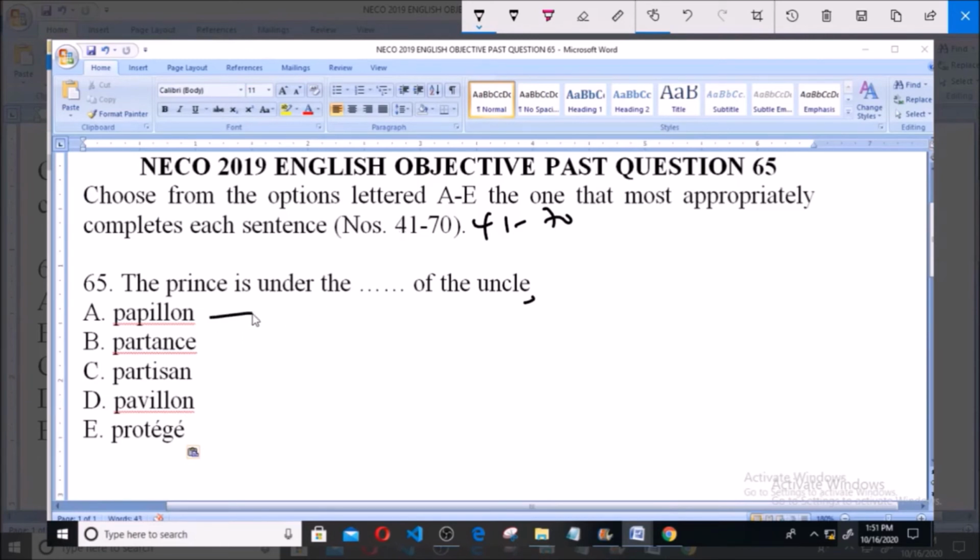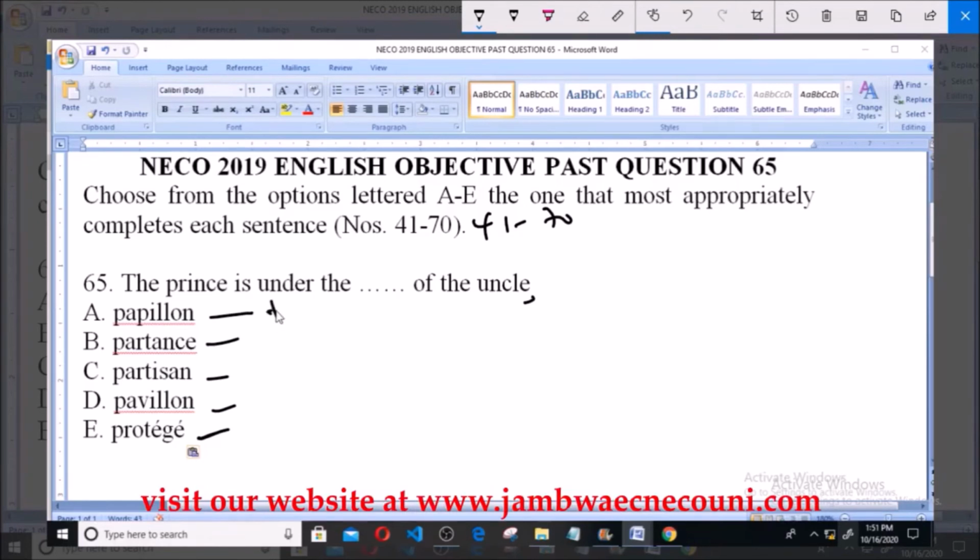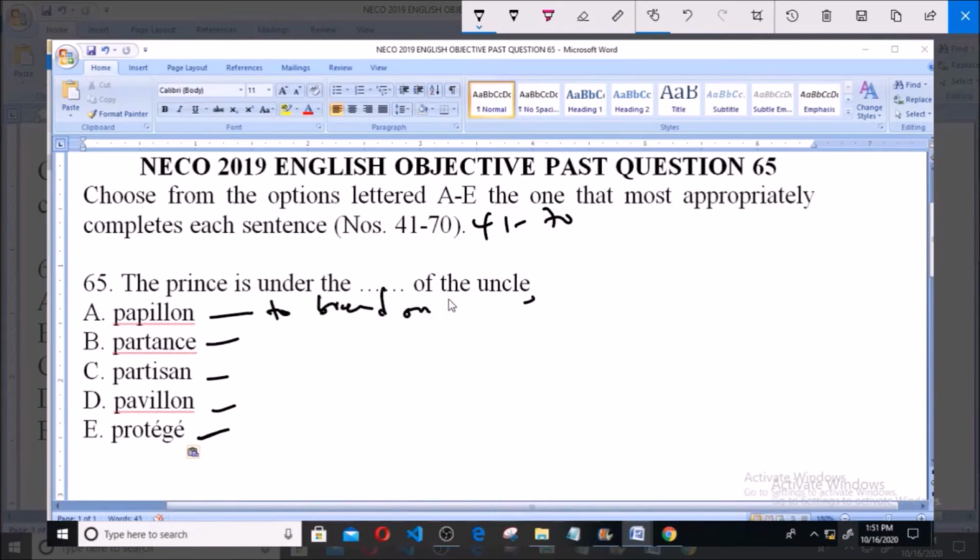The option A says papillon. Option B says patterns. Option C says partisan. Option D says pavilion. Option E says protege. Now, when we talk of papillon, papillon simply means to breed on something, particularly dog.